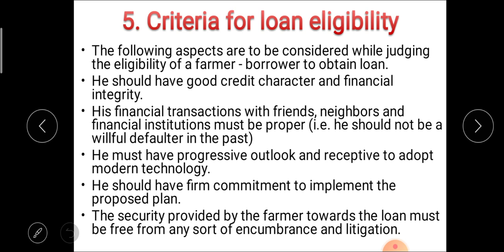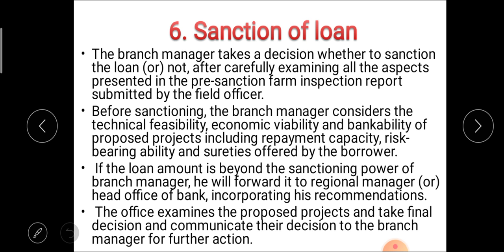Okay, so this eligibility criteria can be verified by the bank. After that, next one, sanction of loan. That means after examining all the aspects presented in the pre-sanction farm inspection report, the branch manager takes the decision whether to sanction the loan or not. Before sanctioning the loan, the branch manager considers the technical feasibility, economic feasibility, then bankability of the proposed project, including repayment capacity, risk bearing ability, then security offered by the farmer borrower.